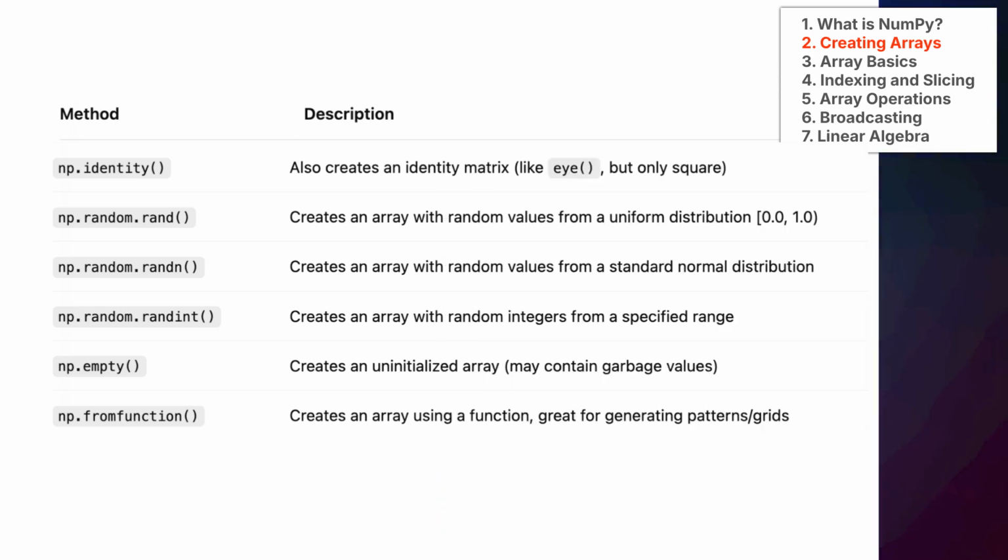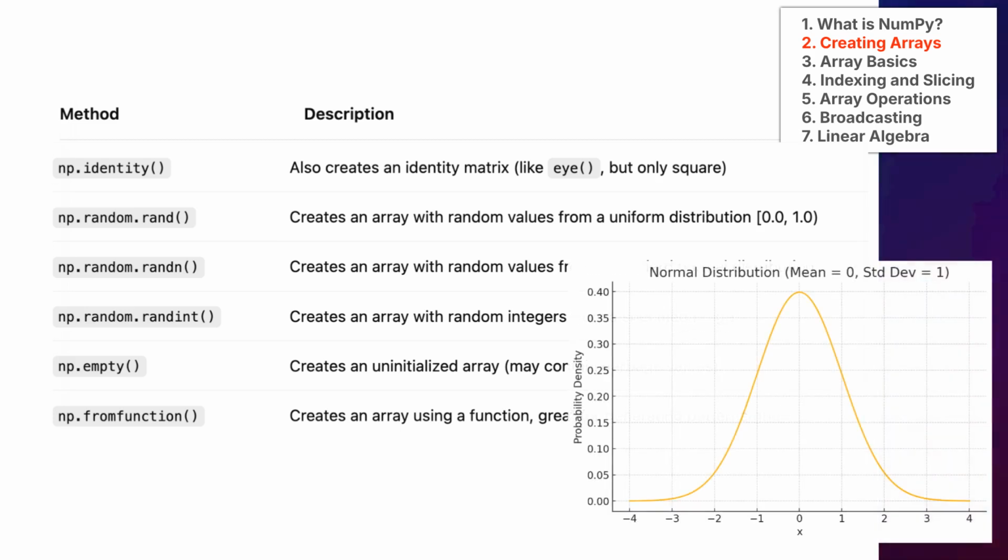Next, we've already seen NumPy random rand, which gives numbers evenly spread between 0 and 1. Now imagine you want random numbers that cluster around a mean, like real-world data such as height, IQ, exam scores, and so on. That's where NumPy random randn comes in. It generates random numbers from the standard normal distribution. As shown in this graph, mean is 0, standard deviation is 1. So most values will be near 0 and fewer will be far from it, mostly -3 to +3.